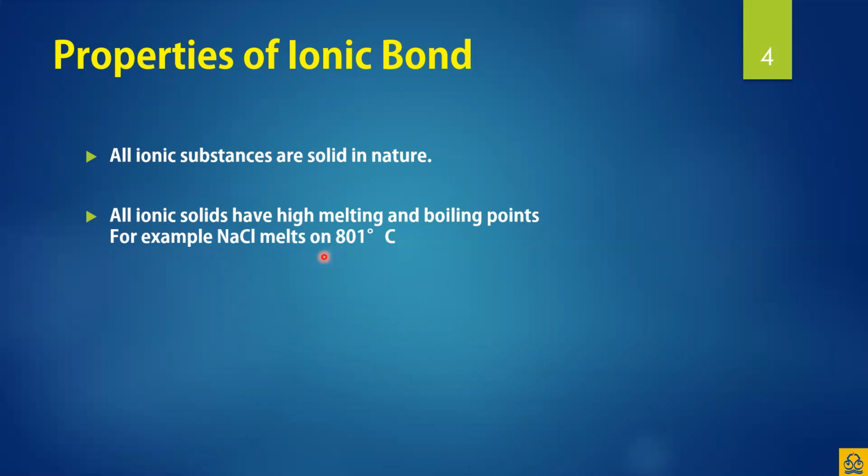You know, at 100 degrees Celsius, water starts boiling, and you can imagine what the temperature is at 801 degrees Celsius. It is a very high temperature at which NaCl, sodium chloride, melts. Ionic solids are mostly soluble in water.